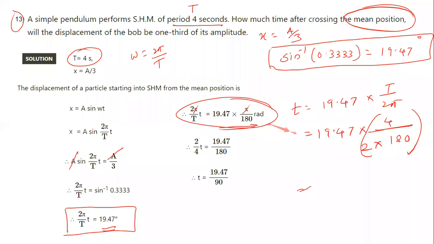Now after solving this we get 19.47 divided by 90. So you can see here 2 2s are 4, so 2 here it is 90. So 19.47 by 90 we get. And it is coming 0.2163.